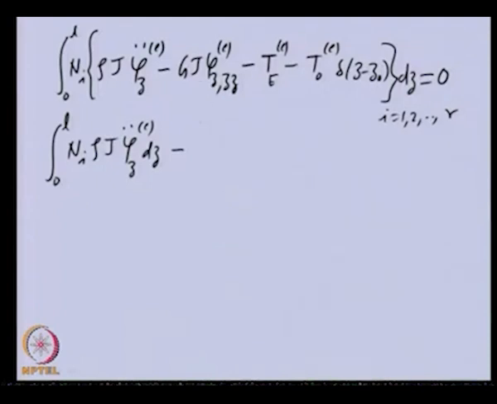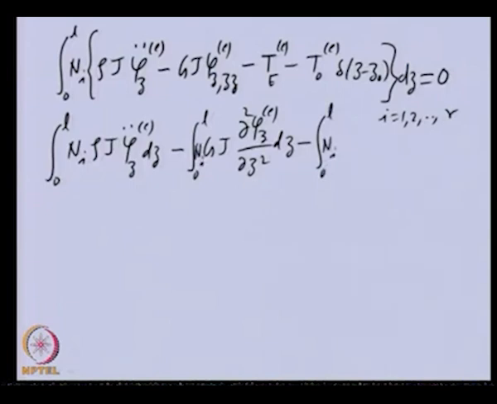I am writing this in more explicit form: 0 to L, G j, dz, and other terms, N I is there, T external distributed and T naught, which is concentrated torque. Okay. So now I want to do the integration by parts of this term. I am doing this separately here.